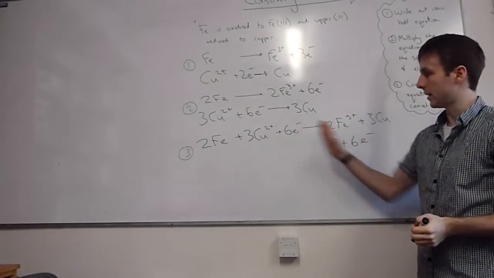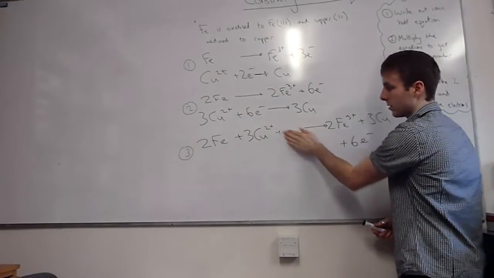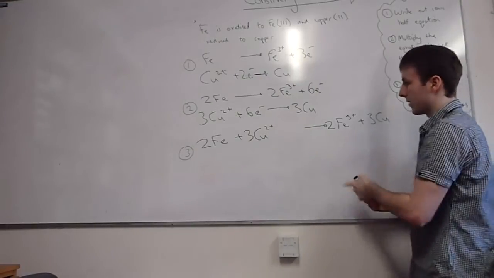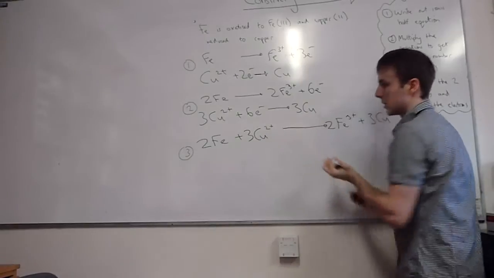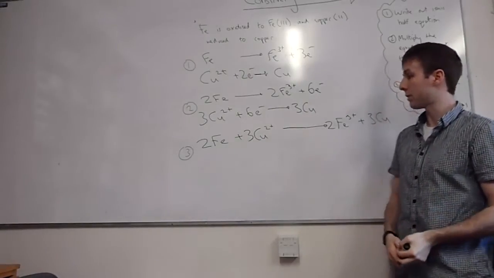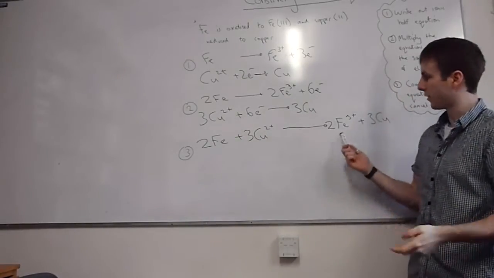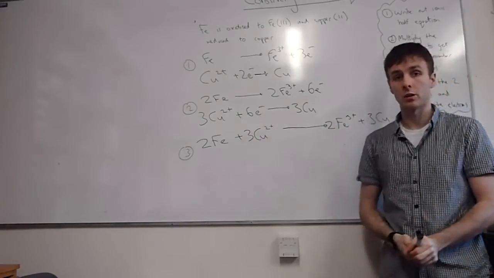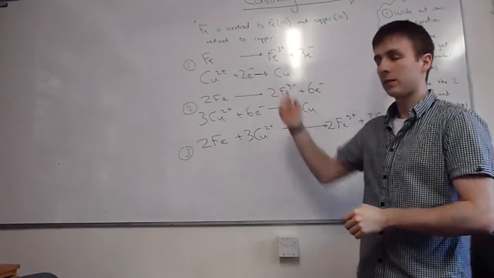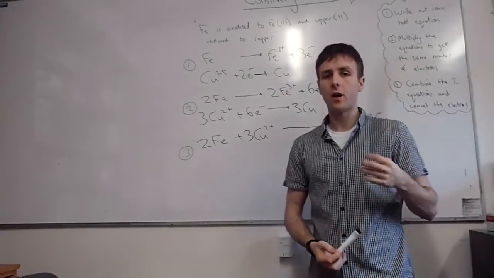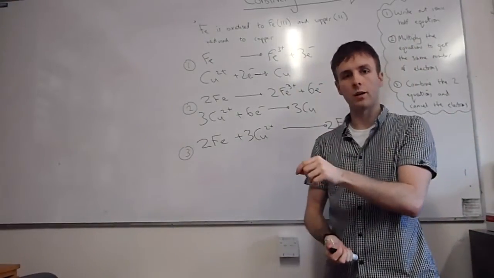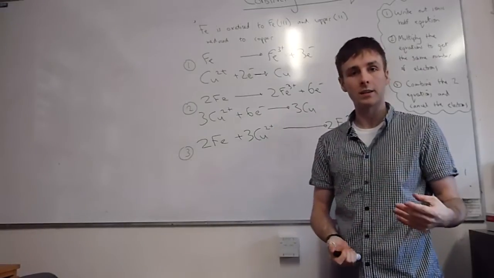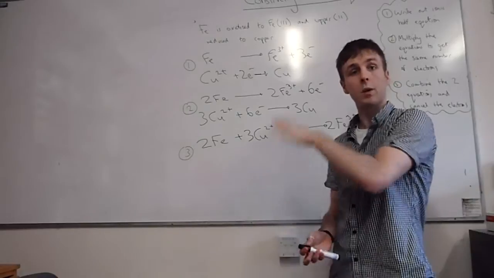But since I've got 6 electrons on both sides, I can cancel those out. If I was you, I just wouldn't write it in the first place, to give me my final equation, which is 2Fe plus 3Cu2+ goes to 2Fe3+ and 3Cu. And that is my balanced redox equation. What I'm going to do now is rub this off and put another question up. If I was you, I would pause the video now, have a go at doing the question yourself, and then once you think you've got an answer, press play again and see whether you've got it right.